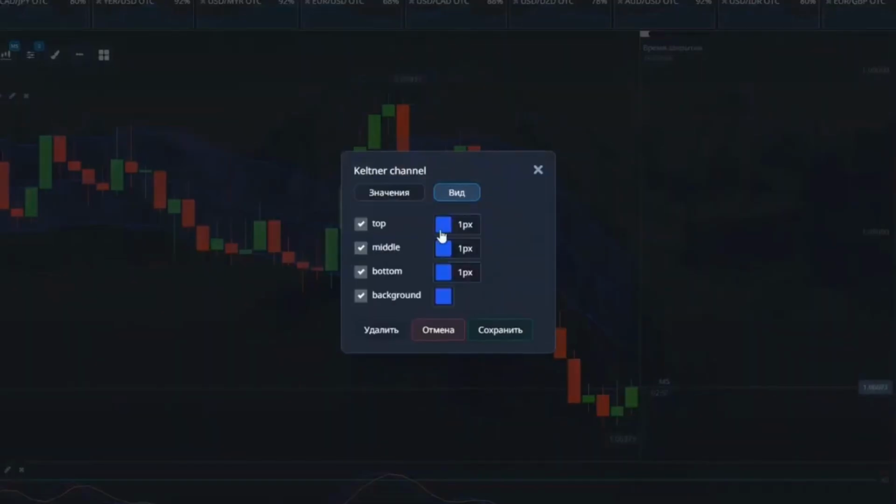So, in the stochastic indicator, we change the first value to 5. For the Keltner channel, we only change the design to make it a bit easier on the eyes. This is purely a personal preference. You don't have to do this. It's just more convenient for me this way.